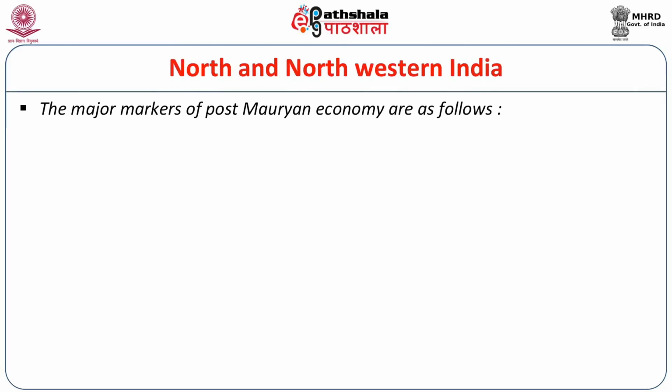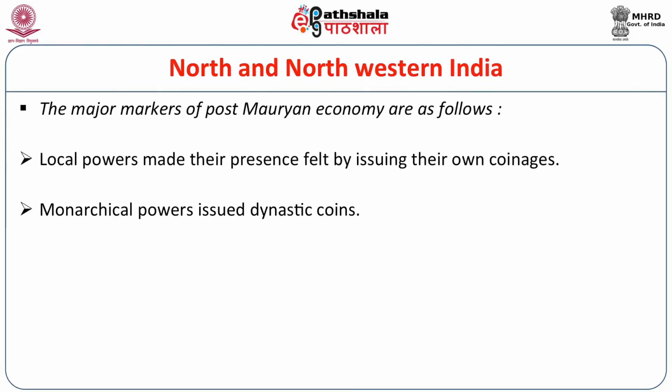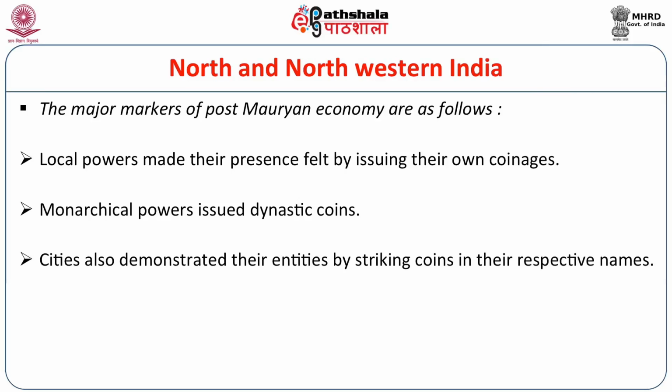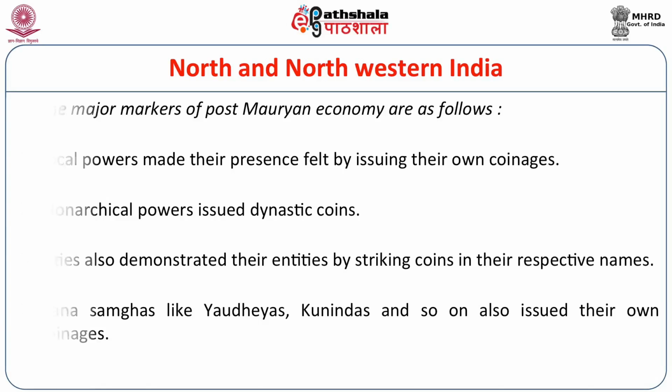The major markers of post-Mauryan economy are as follows. Particularly for North India and the northwestern part of the subcontinent, we have to look at the local powers who made their presence felt by issuing their coinages. Monarchical powers also issued dynastic coins. So for monarchical powers, we have the appellation dynastic issues. Then we also find the cities which were issuing their respective coinages. So in these coins, we have the names of the cities. So we call them city issues. And then we have the coins of the Ganasanghas, like the Yodhyas, the Kunindas, and so on. So they also issued their own coinages.